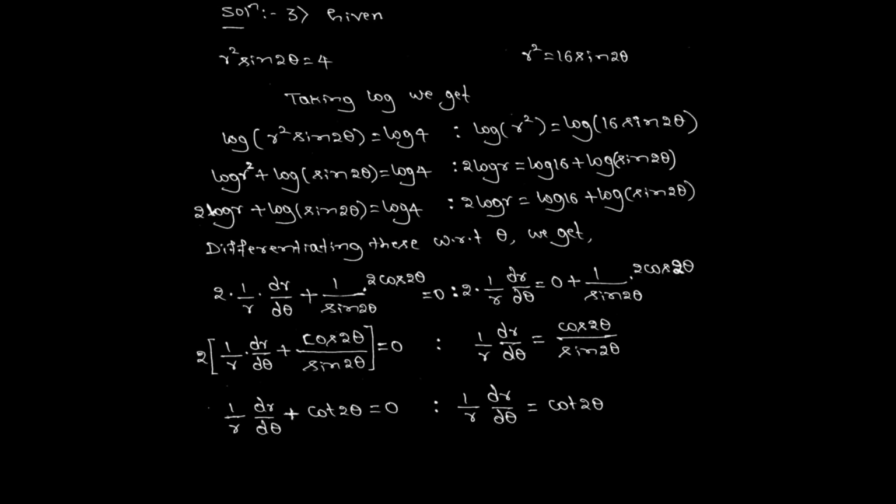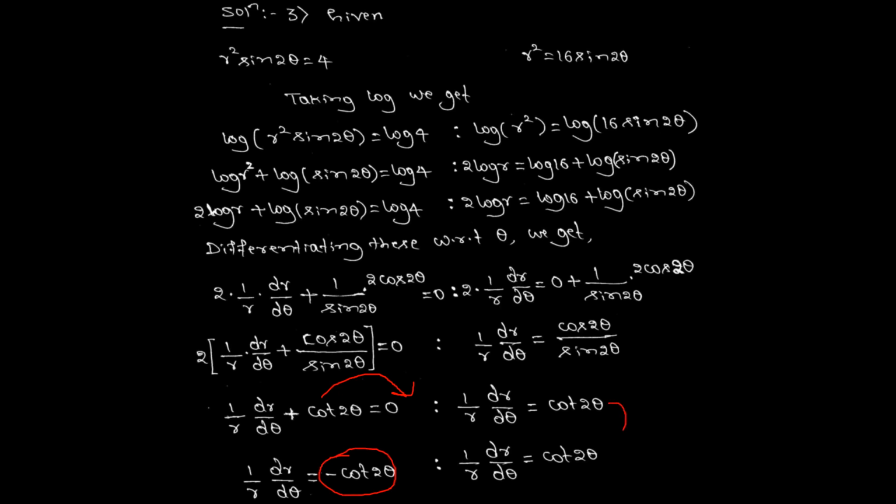So this is what remains: 1 by r dr by d theta, and cos by sine is cot. In the second expression also we have written 1 by r dr by d theta as it is, and cos by sine we have written as cot 2 theta. Next, if we take it to the RHS, we get minus cot 2 theta, and this expression we have written as it is.